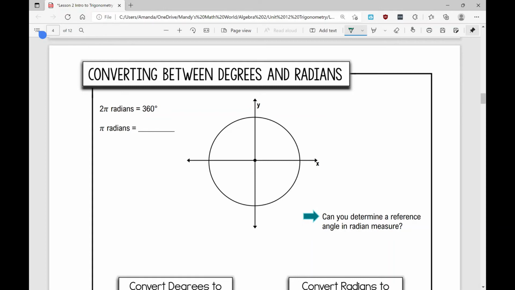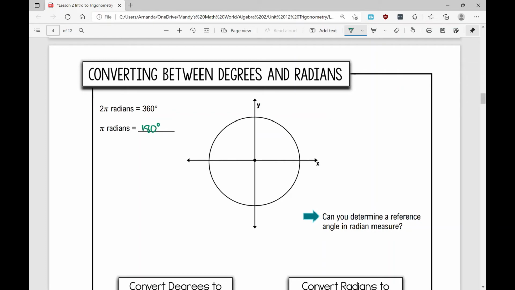So one of the things that we need to know is that 2 pi radians, all the way around this circle, the circumference in radians, is 2 pi. That equals 360 degrees, because I know from previous middle school math and geometry, which you would have taken by this point, it goes all the way around 360 degrees. So in radians, all the way around is 2 pi, and in degree measures, all the way around is 360 degrees, which means pi radians, or half of that, would be 180 degrees.